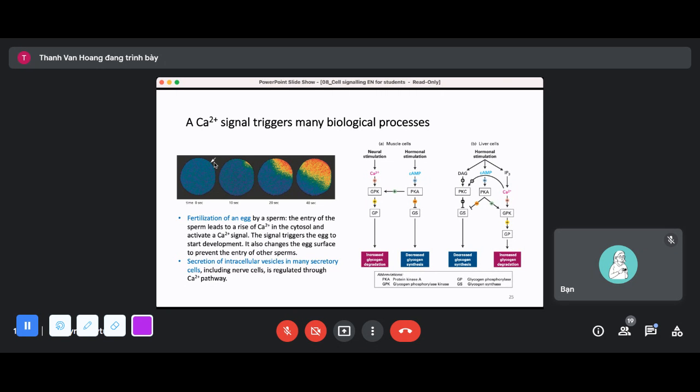Do you know the mechanism? How, why can an egg receive just one sperm but not many?